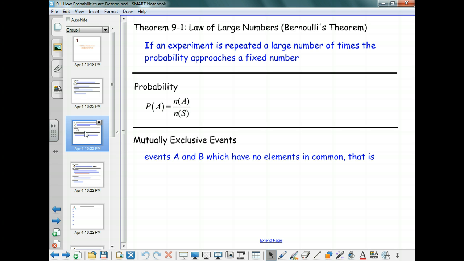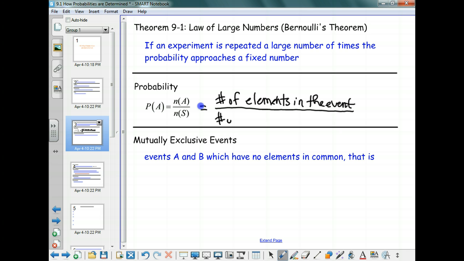Probability is determined in this way. The probability of an event is the number of ways the event occurs or can occur over the number in the sample space. So this is the number of elements in the event divided by the number of elements in the sample space.